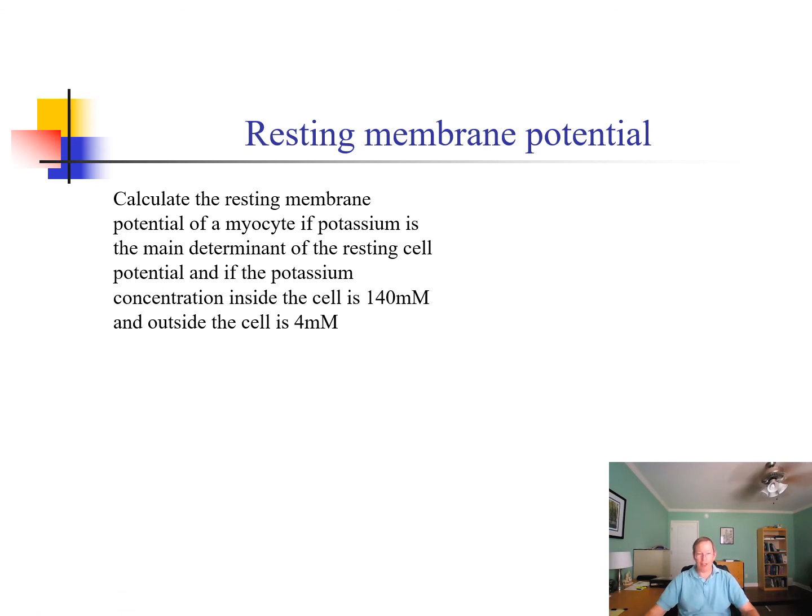So just as an example, if I ask you to calculate the resting membrane potential of a myocyte, if potassium is the main determinant, and I give you the inside the cell potassium concentration of 140 millimolar and the outside 4 millimolar, you should be able to do that using the Goldman equation. Remember, in the Goldman equation now, my permeabilities of sodium and chloride are going to be 0, and so these are going to drop out. So I'll give you a second to try and calculate that on a calculator.